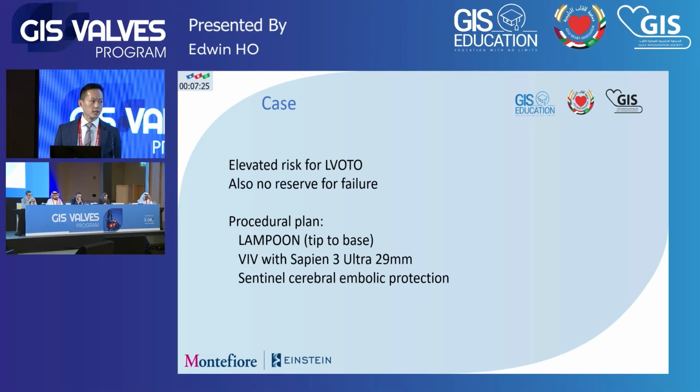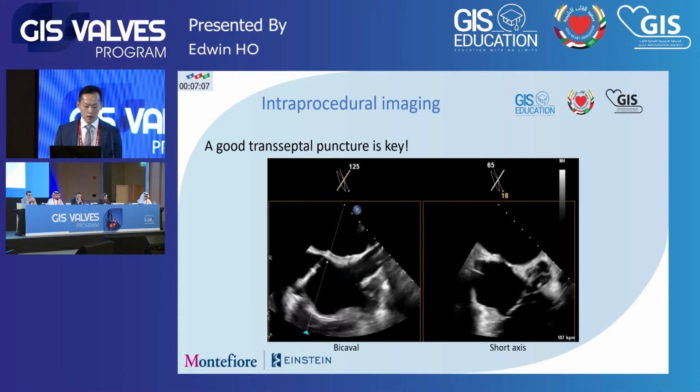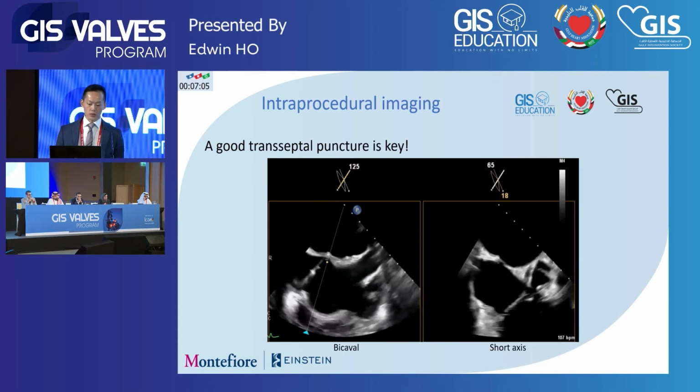So we didn't want to recognize after the fact that we were running into LVOT problems. So our procedural plan was to proceed with a tip-to-base LAMPOON, and then a valve-in-valve. And actually, in general, for valve-in-valve at our center, we use Sentinel cerebral protection for all of them, just to reduce the risk of embolization from the actual degenerated valve tissue.